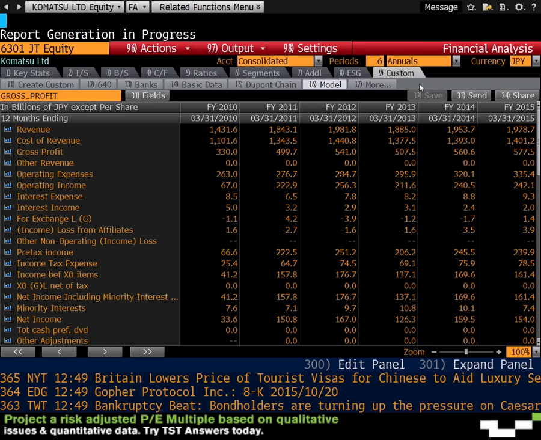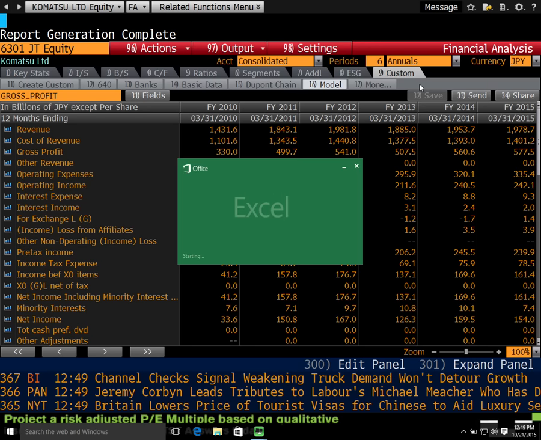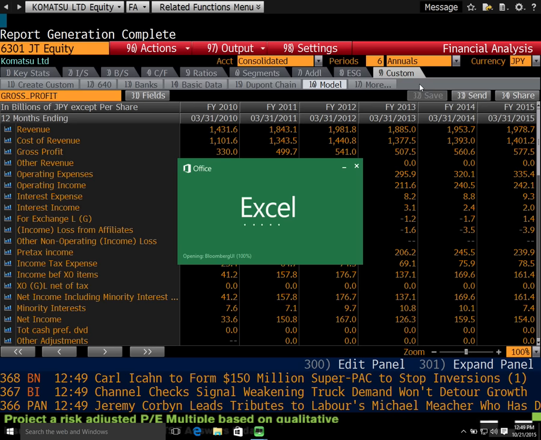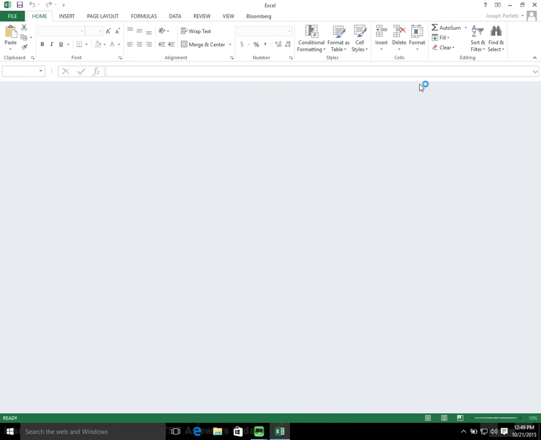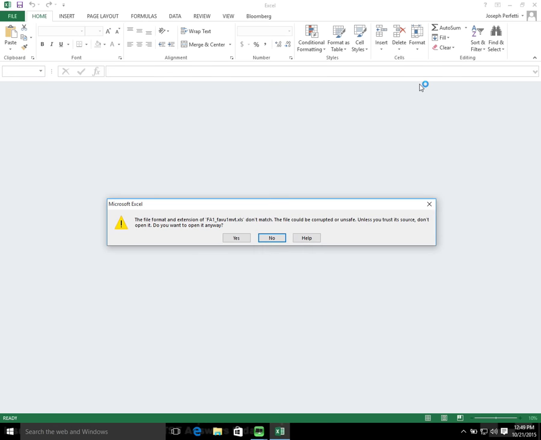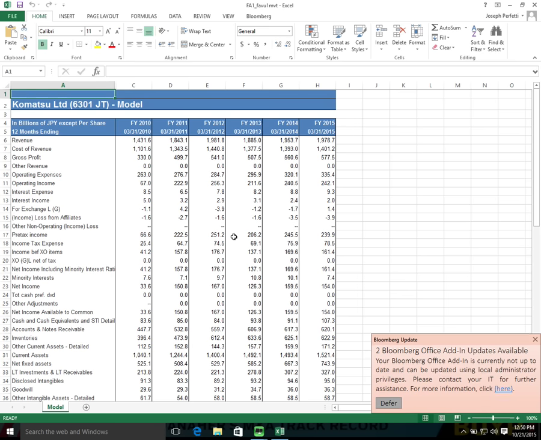The final step is go to Output, Excel, Current Template. Very important: every time it exports to Excel, it's going to give you a security warning that asks if it's okay to import this data. You have to say yes, because otherwise it will not finish the import. Bloomberg exports an XML file, which Microsoft treats as a security risk. So you say yes, and then there's the data for Komatsu with the model file.